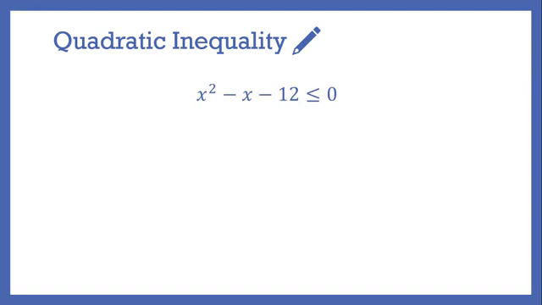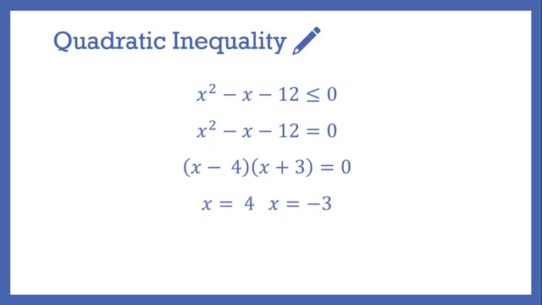So to solve this, we first want to determine the x values for which x squared minus x minus 12 is 0. We will solve this using the factoring method since the left side of the equation is factorable. So we factor x squared minus x minus 12, and the factors are x minus 4 and x plus 3 equals 0. We set each factor to 0 and then solve for the linear equations. So we have x equals 4 and x equals negative 3. These are called critical values.